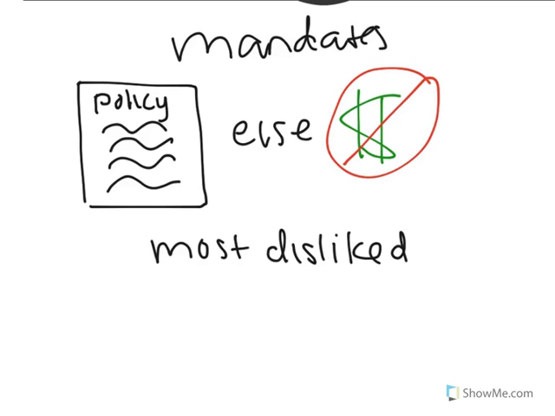Examples of this are the Americans with Disabilities Act, in which universities were required to implement policies to make universities more accessible to the disabled, but they weren't really given much money or given any money to implement these policies.